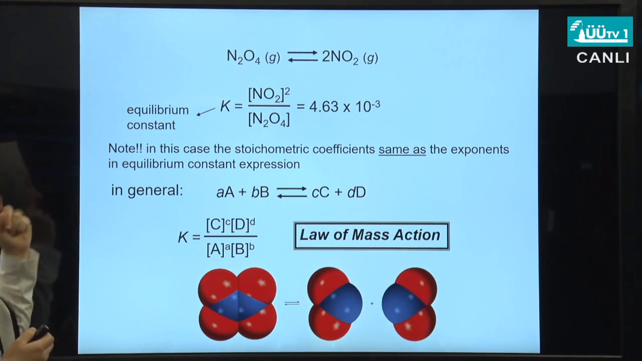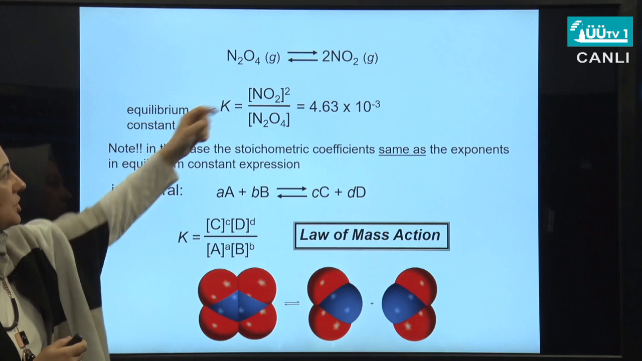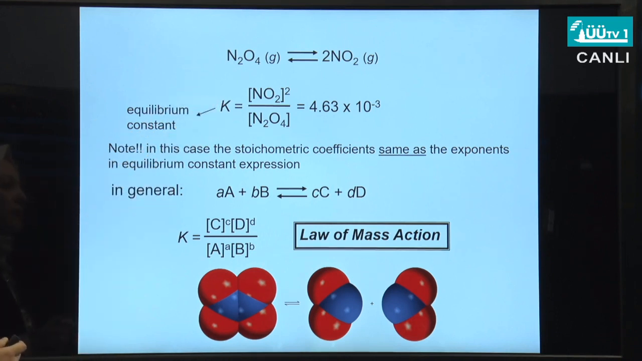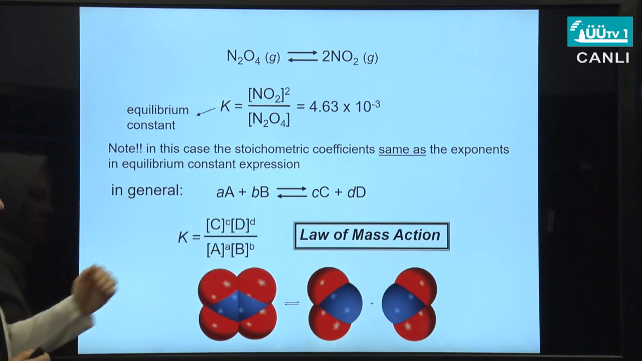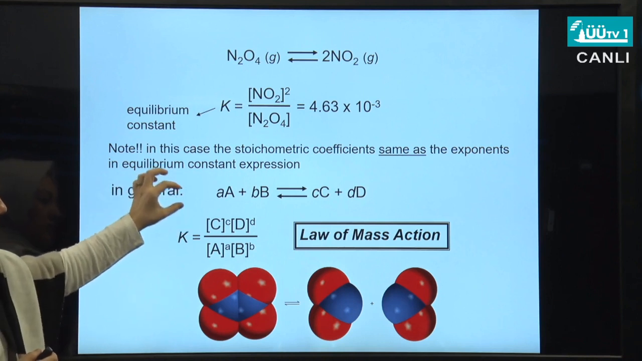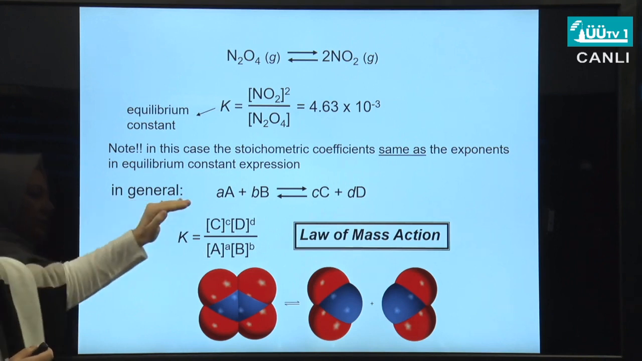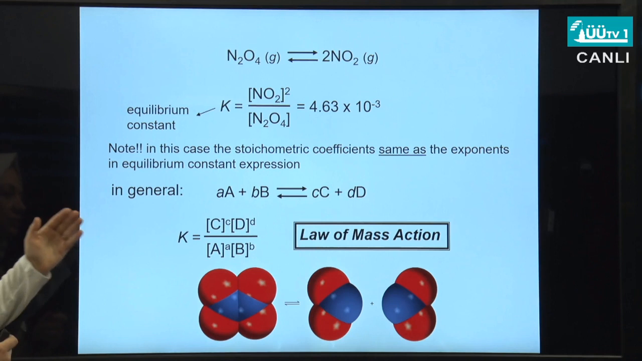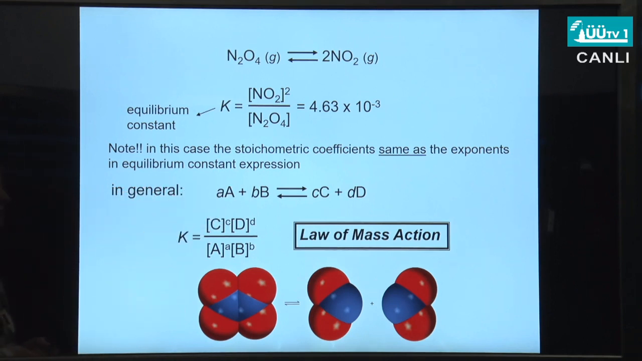Another important point here is that the exponent appearing on each concentration is the same as the stoichiometric coefficient. For a general reaction, we can write the equilibrium constant like this: the products raised to exponents equal to the stoichiometric coefficients appearing in the reaction, divided by the reactant concentrations raised to exponents equal to the stoichiometric coefficients again.